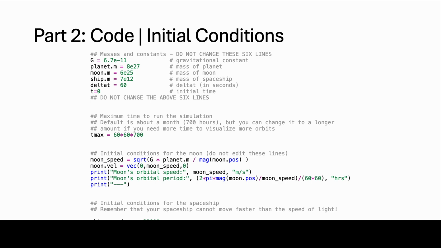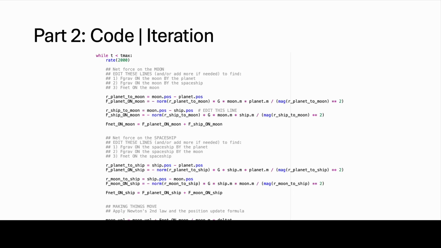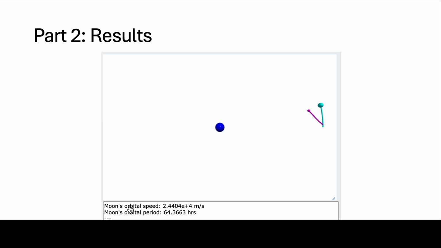We first set the initial conditions of the simulation: the gravitational constant, the object's masses, and the variables relating to time. Additionally, the initial conditions for the moon are set. Finally, we select the ship's x and y velocity. Next, let's look at the iteration steps. We can first calculate the difference in position vectors and the forces on each object. Then we can use the velocity and position update formula to iteratively update the positions of the moon and ship. Let's look at the results.